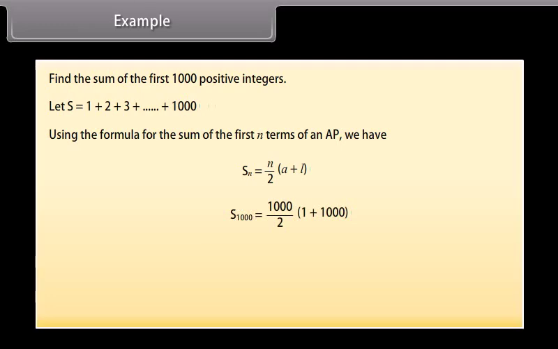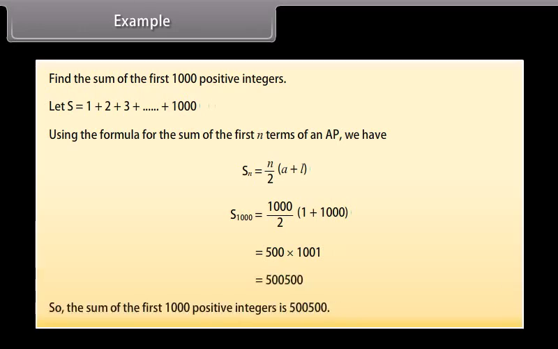Substituting the value of n, we get S1000 is equal to 1000 upon 2 into 1 plus 1000. This is equal to 500 into 1001, which becomes 500500. So the sum of the first 1000 positive integers is 500500.